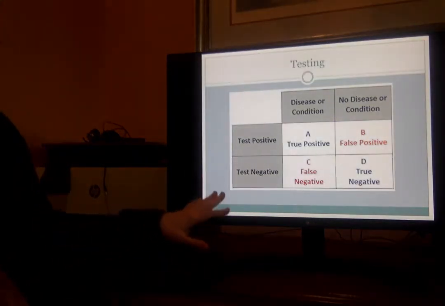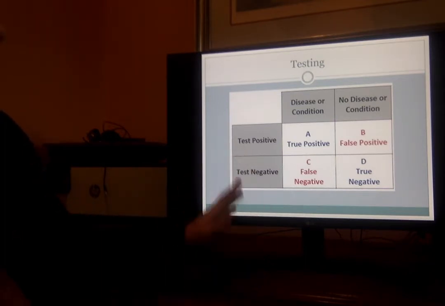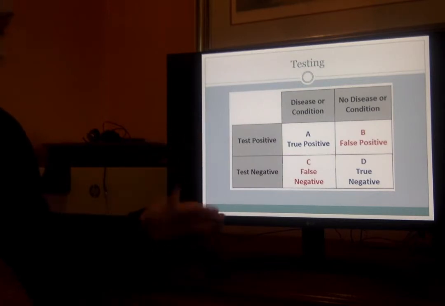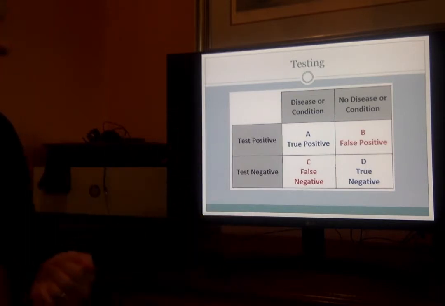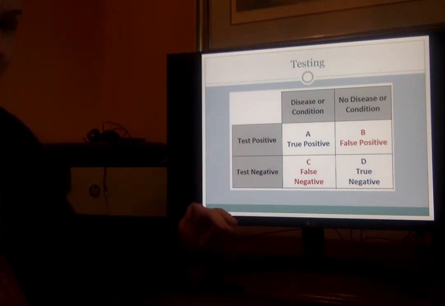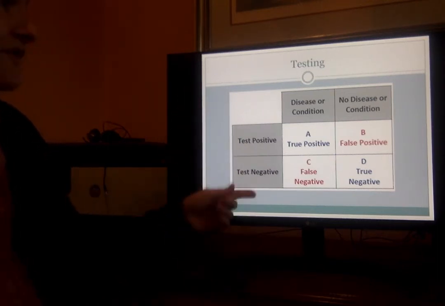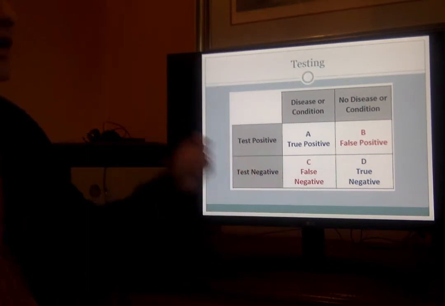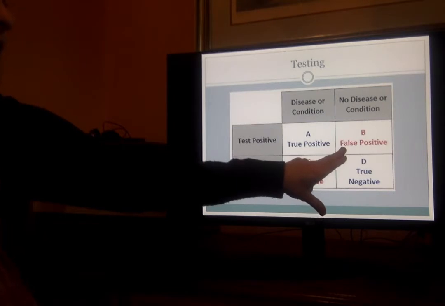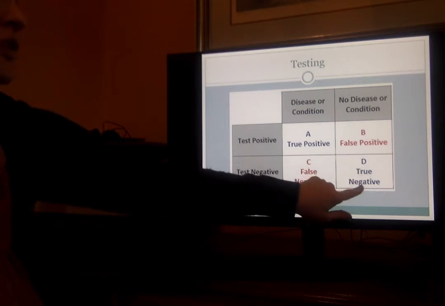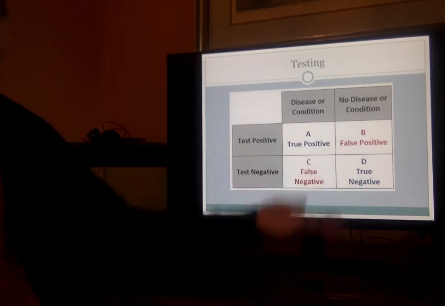So again, we talk about a true positive and a false negative. A true positive means that a test or an indicator showed that somebody has a condition, and they do indeed have it. A false negative would be a test that shows they don't have something and they do have it. So it's a negative, but it's wrong. It says they don't have it, but they actually do. There's a false positive, which says that they have it, but they don't actually have it. And then there's a true negative, which says they don't have it and they don't actually have it.